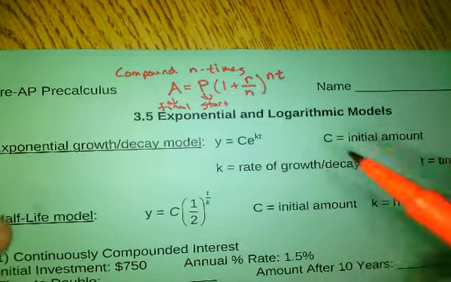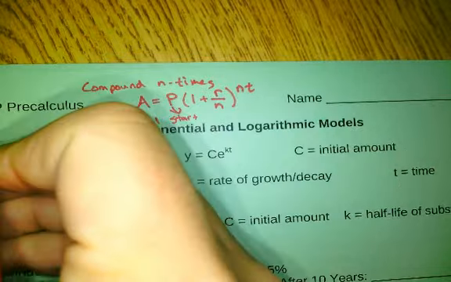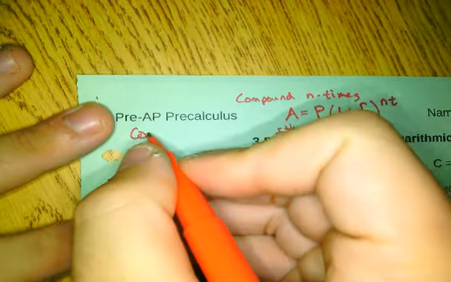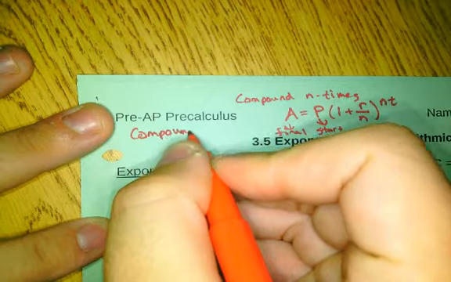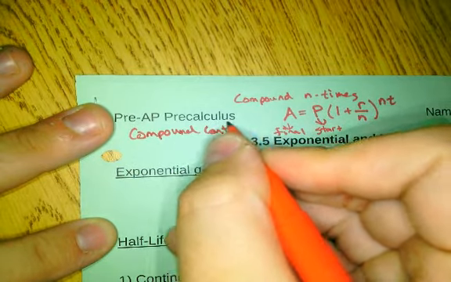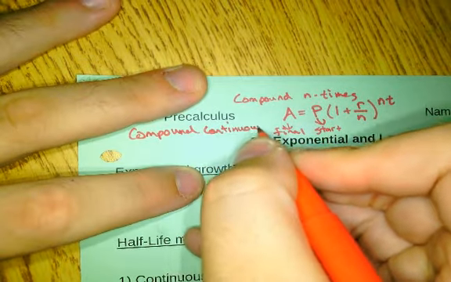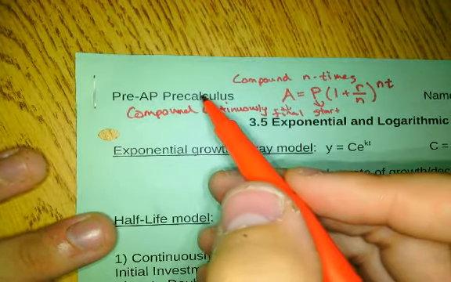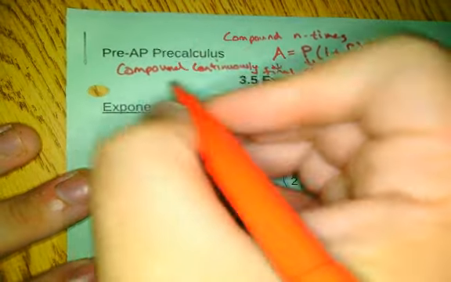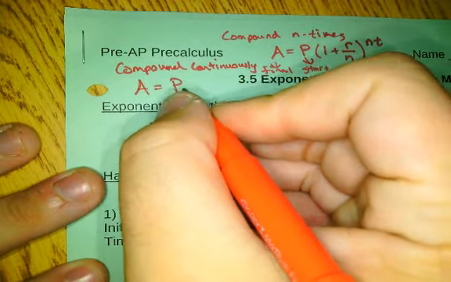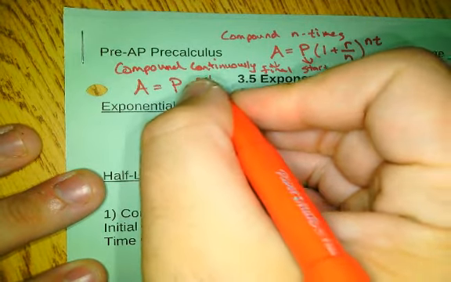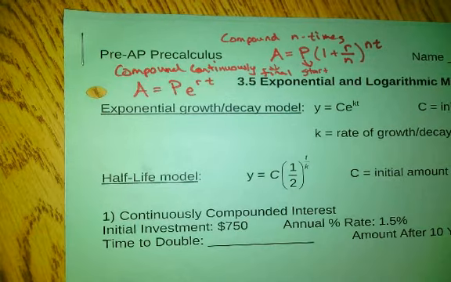Okay? The other one is going to be the compound continuously. The compound continuously is going to be A equals P e to the RT. Stuff we've already done, but now we have everything we need to memorize all together in one little part of this paper. Okay?